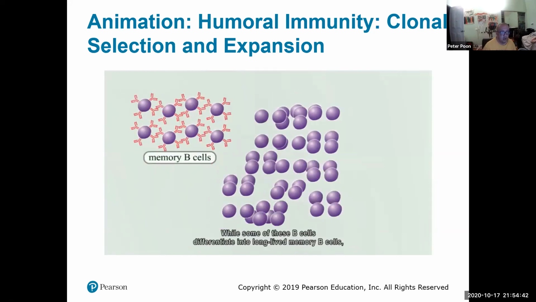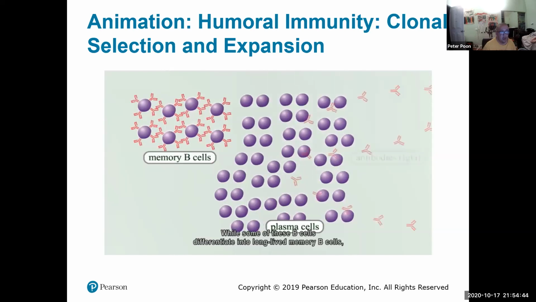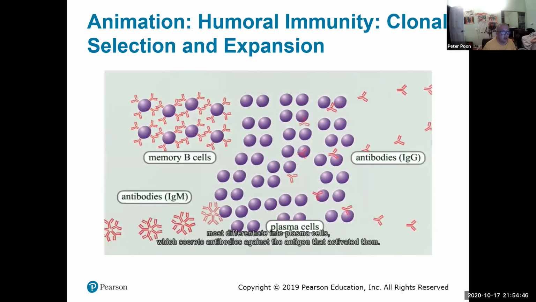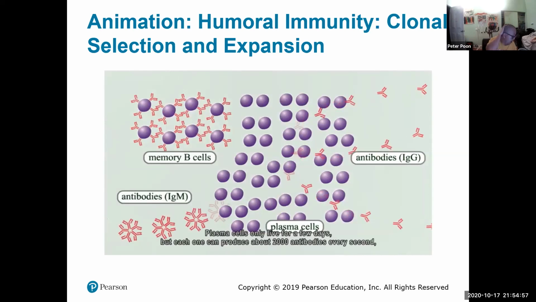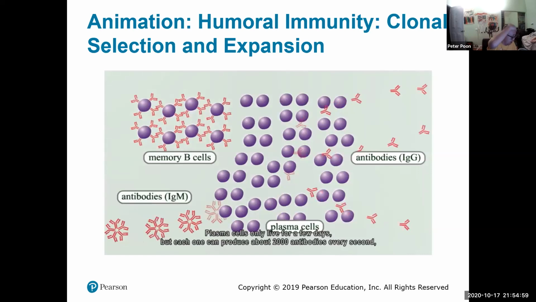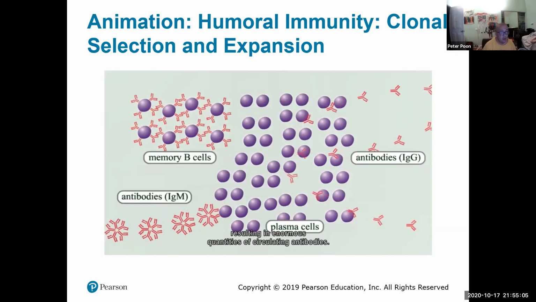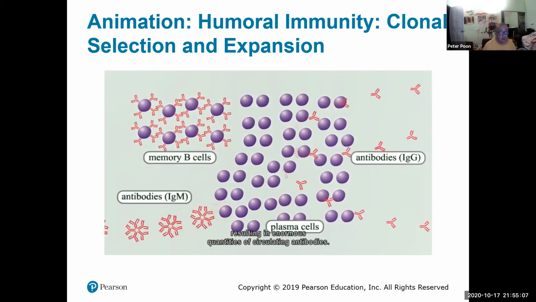While some of these B cells differentiate into long-lived memory B cells, most differentiate into plasma cells, which secrete antibodies against the antigen that activated them. The antibodies can enter the bloodstream and travel throughout the body. Plasma cells only live for a few days, but each one can produce about 2,000 antibodies every second, resulting in enormous quantities of circulating antibodies.